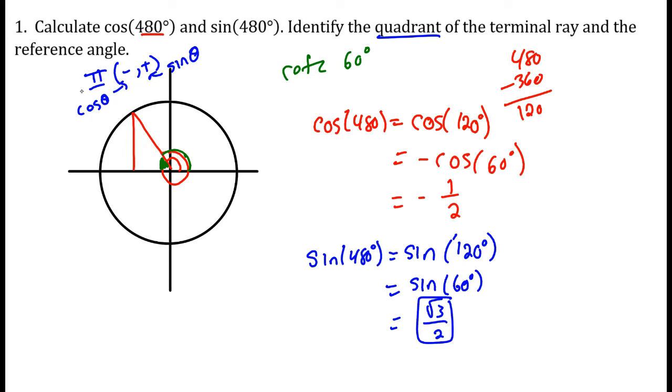We identified the quadrant, it's in quadrant 2, and our reference angle was 60 degrees. It's so important that we know the basics of the unit circle, of what quadrant we land in and how that quadrant determines whether it's positive or negative, of the cosine of the angle or the sine of the angle.